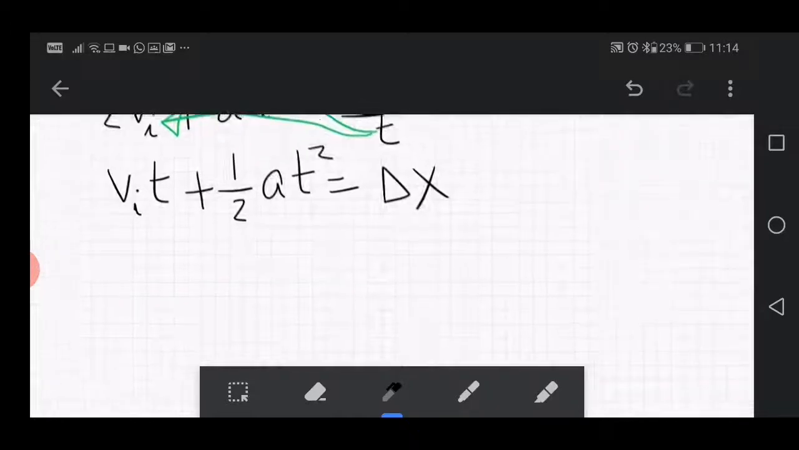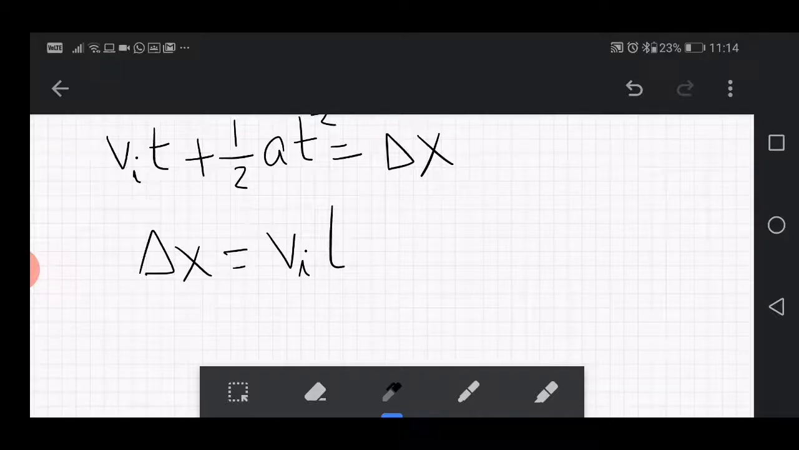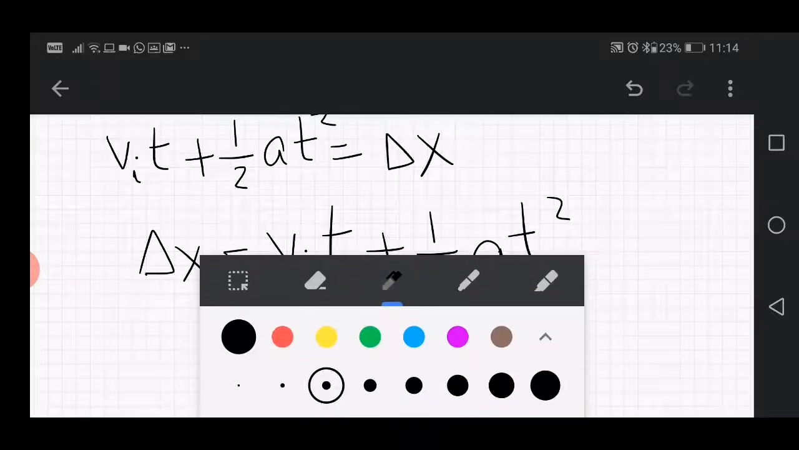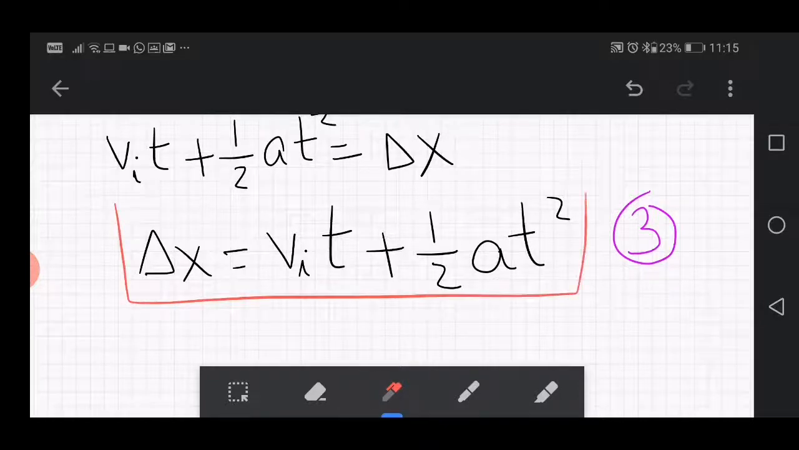The usual form in which we find this formula then is that the displacement of an object that is accelerating is equal to the product of its initial velocity times the time plus 1/2 acceleration times the time squared. And that we will baptize as equation number 3, and it's something that is worth a red rectangle.